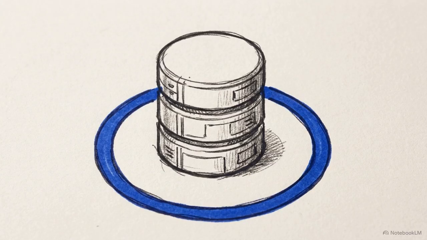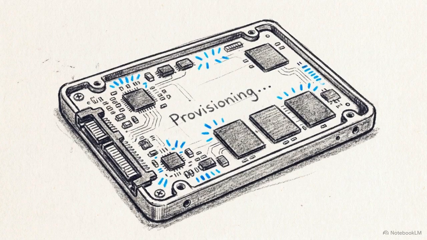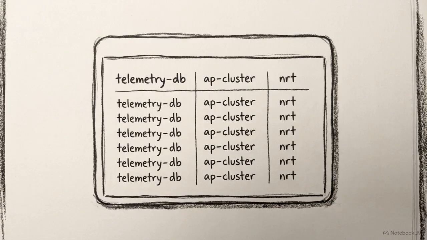With the spatial boundary set, we can now inject a database into that specific cluster. Type turso db create telemetry-db and use the --group flag to explicitly assign it to our newly created ap-cluster. The control plane will provision the storage volumes instantly. To confirm your database is fully operational, run the turso db list command. You will see your new instance, its group assignment, and its storage allocation printed directly in the terminal.